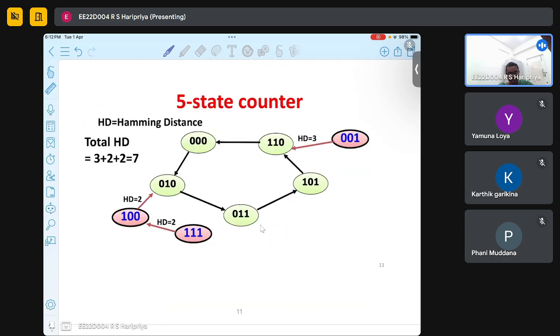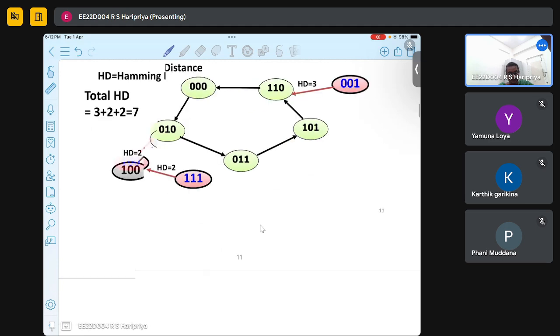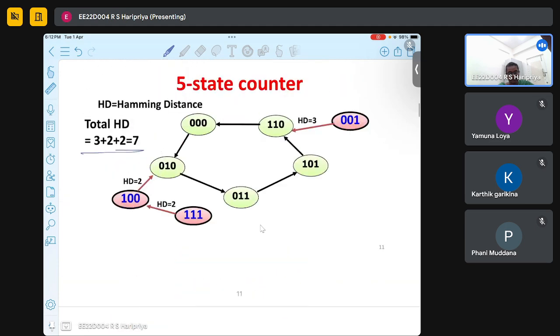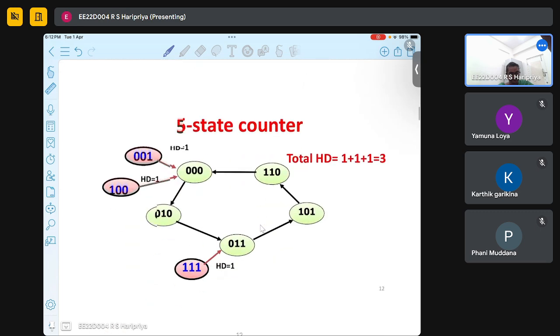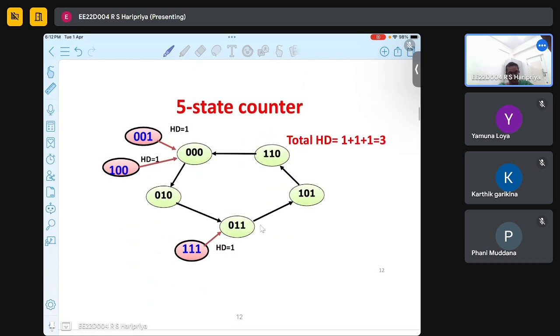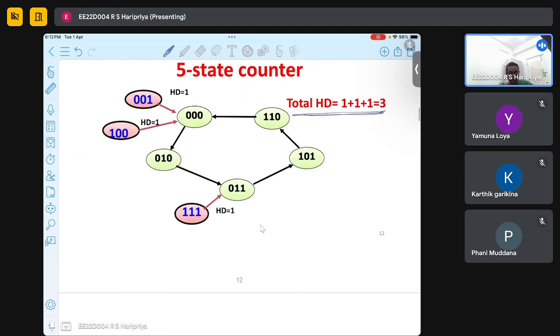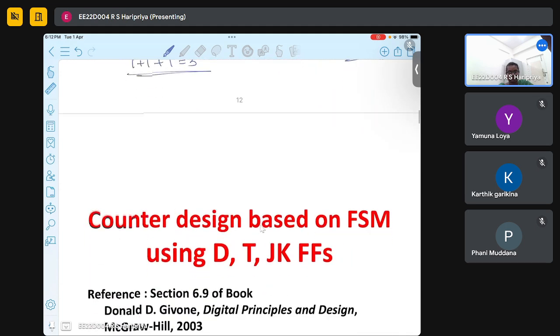So here the Hamming distances are 3, 2, 2, so the total Hamming distance is 7. But if we arrange it like this, the total Hamming distance is only 3. So what is the Hamming distance? This is one port, another port. Here there is a big change. So what is the Hamming distance? The total Hamming distance is obtained from 1 plus 1 plus 1, which is 3.